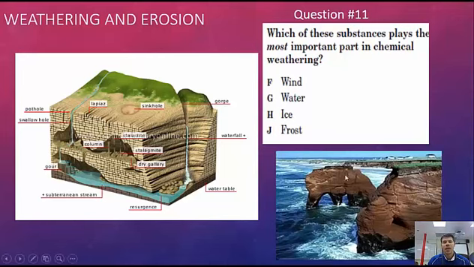called mechanical weathering. On the other hand, over here, we have water working its way through little cracks in the ground and dissolving the very basic limestone rock. So as this limestone rock gets chemically dissolved, that's chemical weathering. And our most important part in chemical weathering is usually going to be water, G, a slightly acidic water, like acid rain, G.